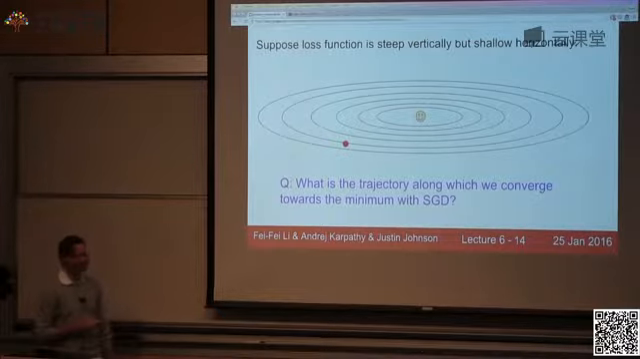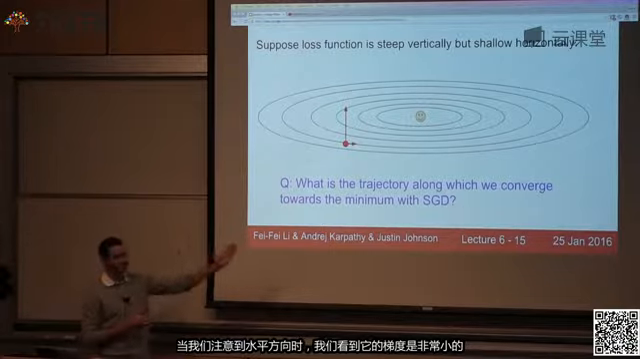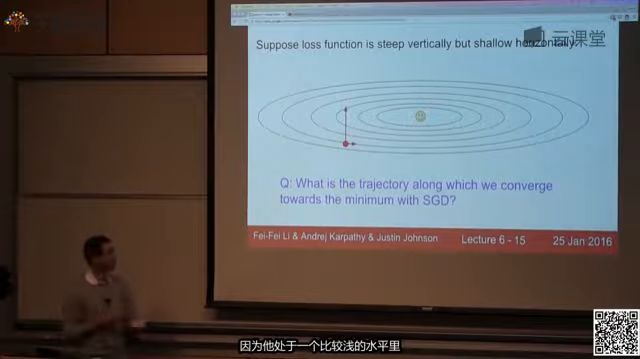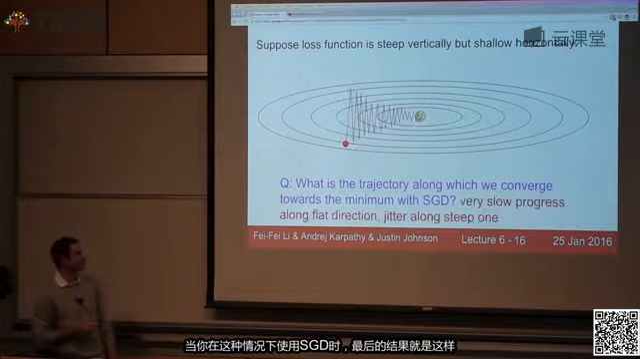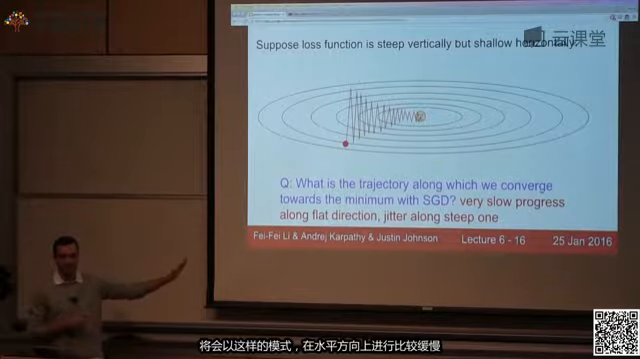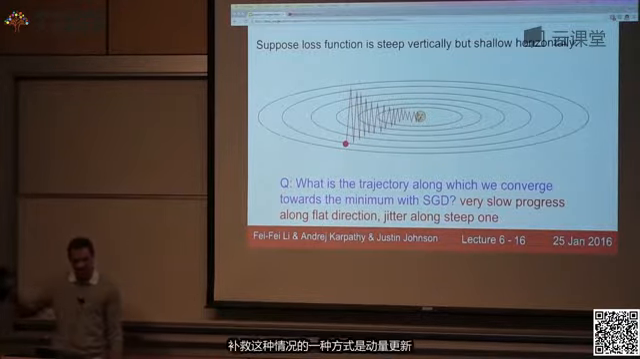Right. The local gradient has this form where, when we look at the gradient horizontally, we see that it is very small because this is a shallow function horizontally. But vertically, we have a large gradient because it's a very steep function. So when you roll out SGD in these kinds of cases, you end up going way too slow in the horizontal direction, but way too fast in the vertical direction. Okay, so you end up with this ugly jitter.